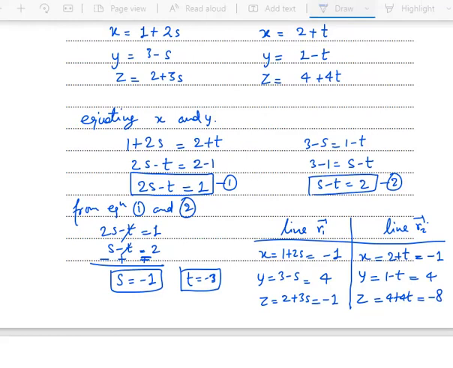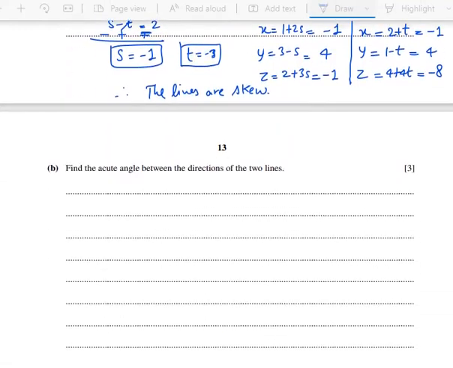Therefore, we can say that these two lines do not intersect. Okay, and hence, therefore, the lines are skew. Here clearly the z coordinate is not equal. So that means both the points are different. Intersection means there will be a common point. So here the z coordinate is different, therefore they do not intersect as well. Moving on to the next question.